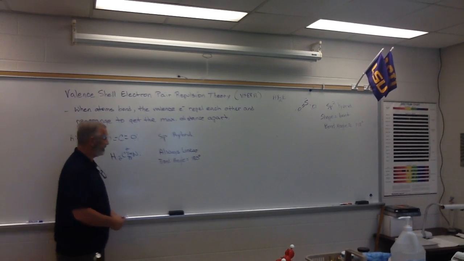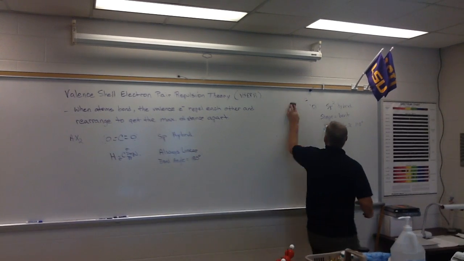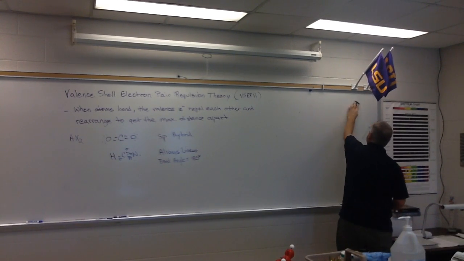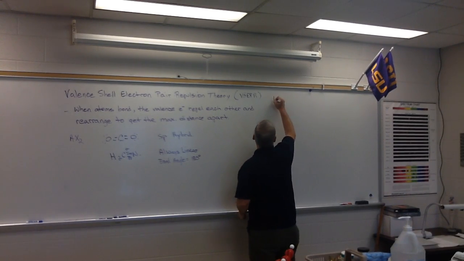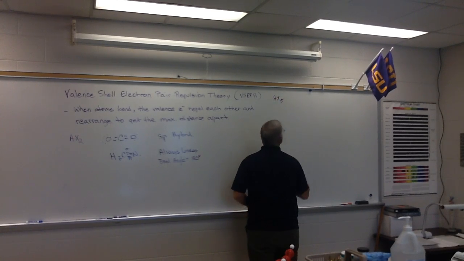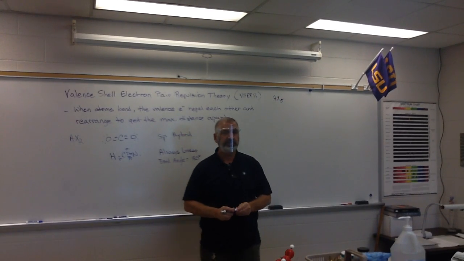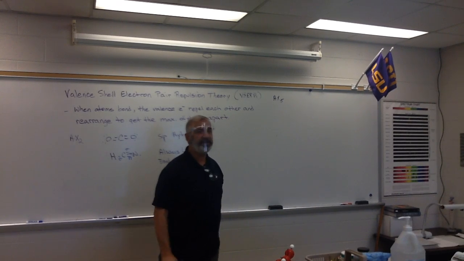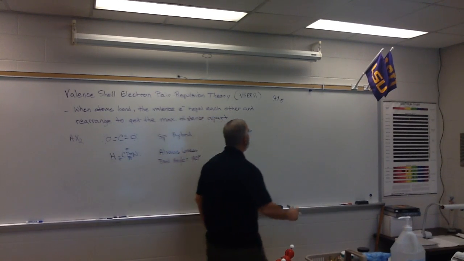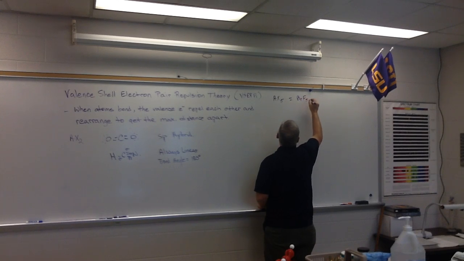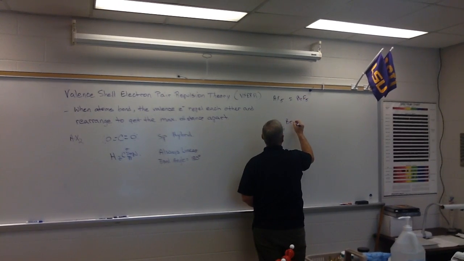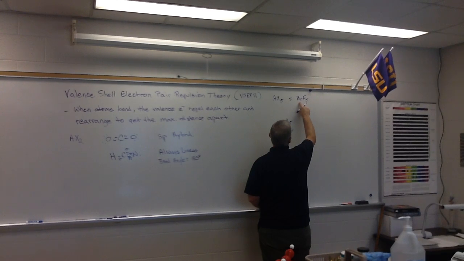All right, real quickly. What if we have an expanded octet? Okay? What if we do AX5? Okay? AX5. Something like BrF5, I think was a 5. Bromine, that's going to be 7 times 6 is 42 electrons.